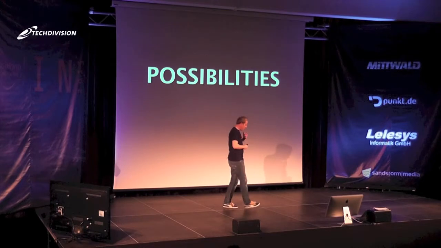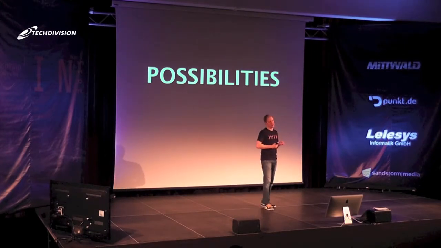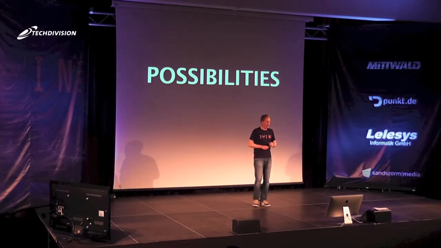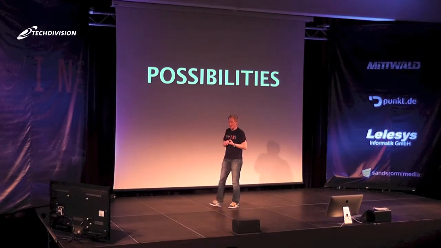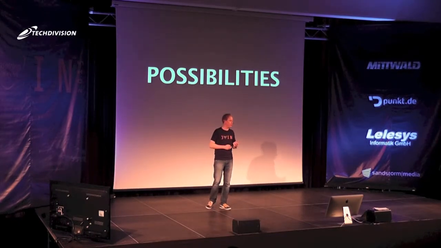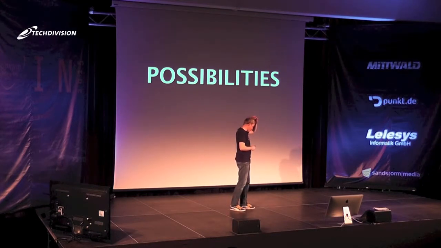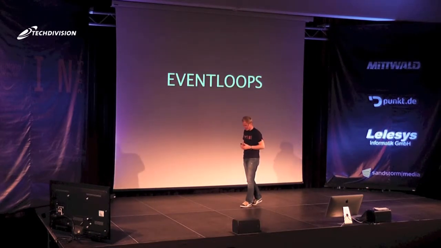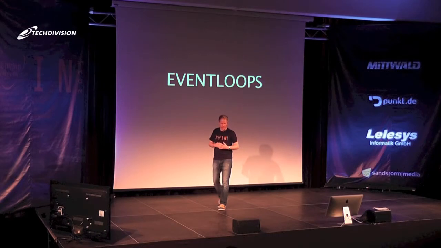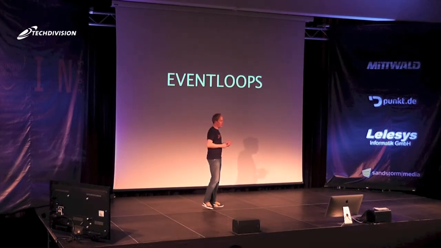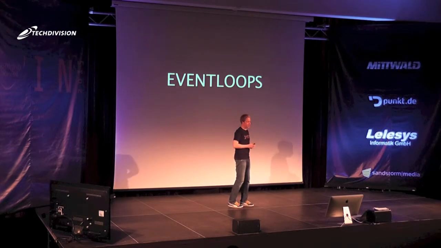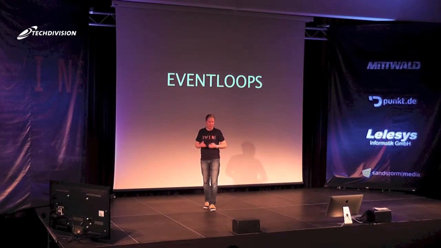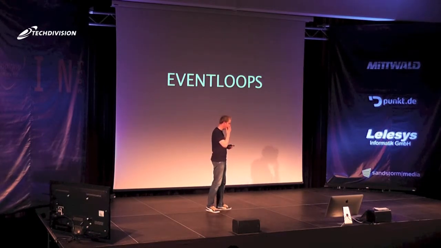So, possibilities. When we want to build up an infrastructure, we have different kinds of possibilities. The first thing you need for infrastructure is asynchronicity or parallelism. There are three approaches to gain that, and one is the event loop. If you want to gain asynchronicity, you can use event loops. It's quite popular, for example, in JavaScript, and in PHP we have something like ReactPHP. Event loops are normally available in all operating systems.